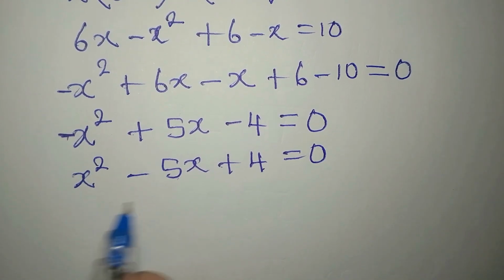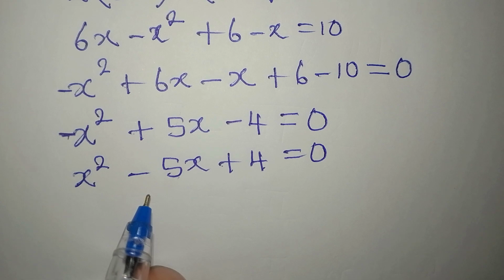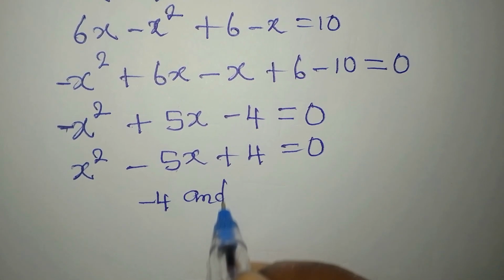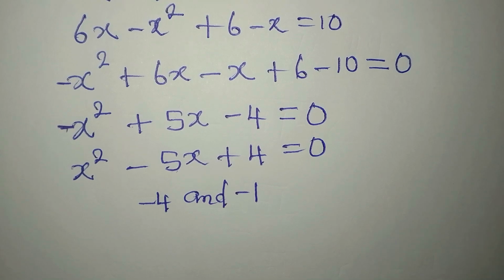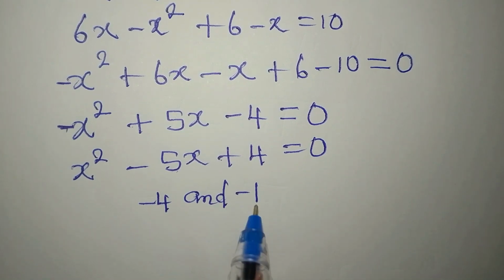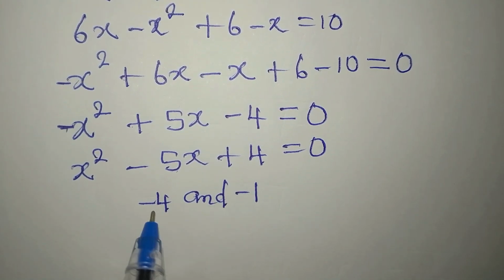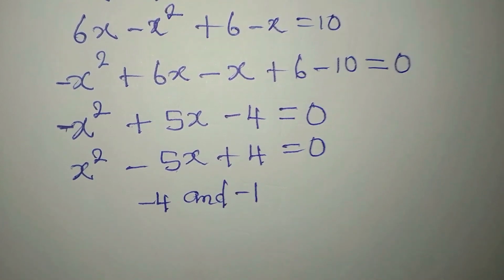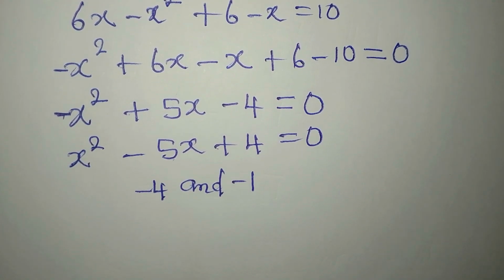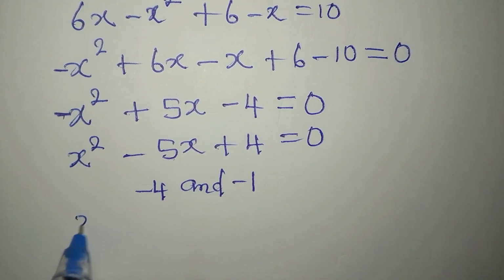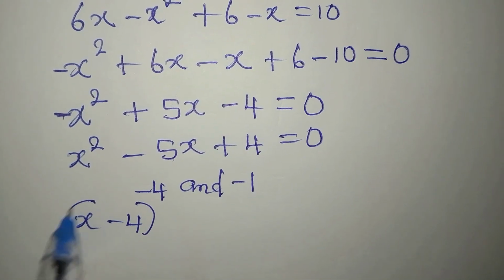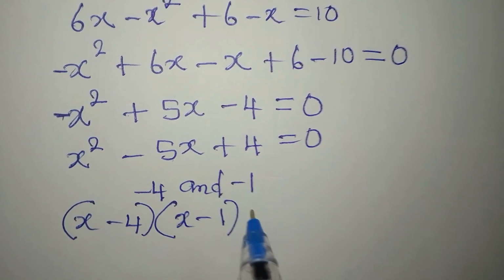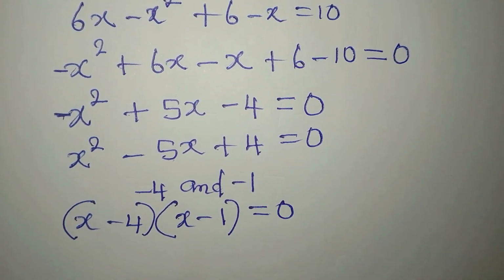Let's go. What two numbers do we multiply to get 4, and then we add the two numbers to get minus 5? The two numbers will be minus 4 and minus 1, because minus 4 times minus 1 is plus 4, and minus 4 plus minus 1 is minus 5. So we are good. What are the two factors now? The two factors are x minus 4 and x minus 1.